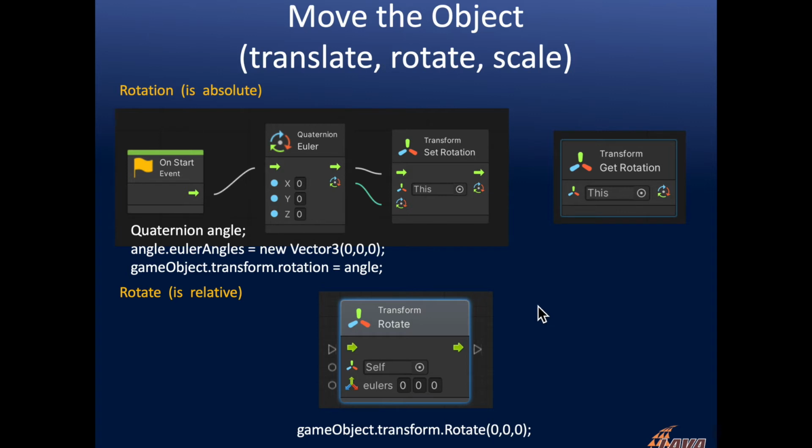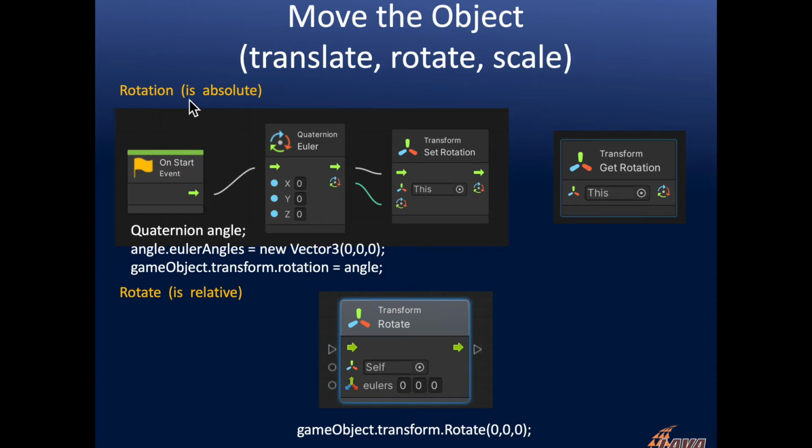Okay, let's look at rotation. I'm going to show you the relative rotation first. In other words, your object is rotated a certain orientation, and then you want to rotate it just a little bit more relative to its current rotation. So to do that, you use the transform rotate node, and you can give it rotation around angle for x, y, and z. These are what we call Euler angles. Here's the equivalent C# function, GameObject.transform.rotate, and then you give it the angle. In this case, just 0, 0, 0.